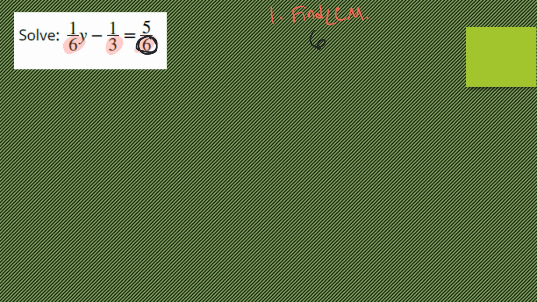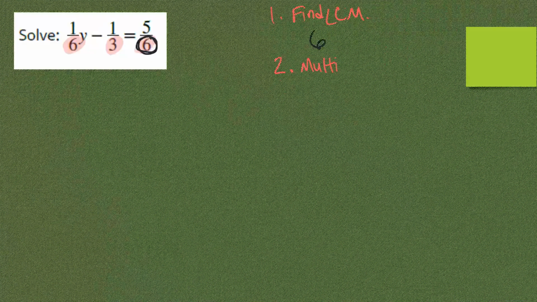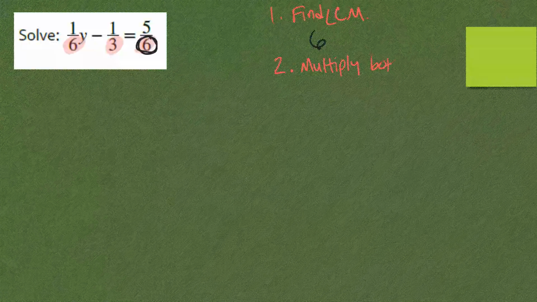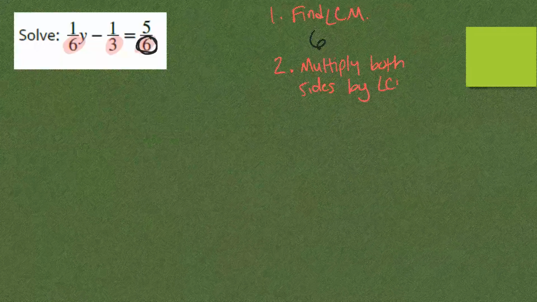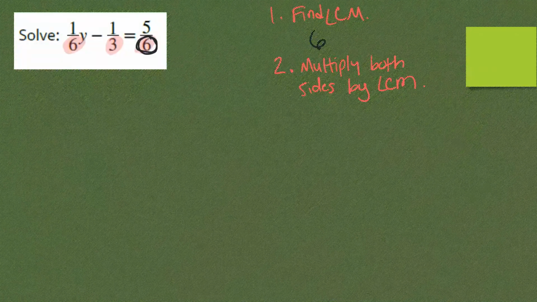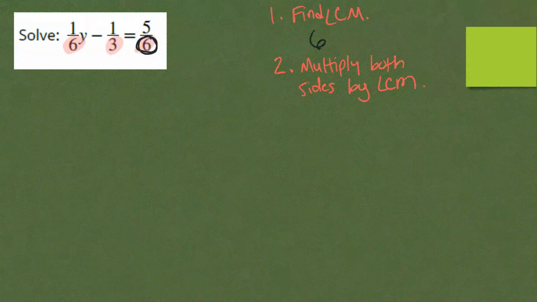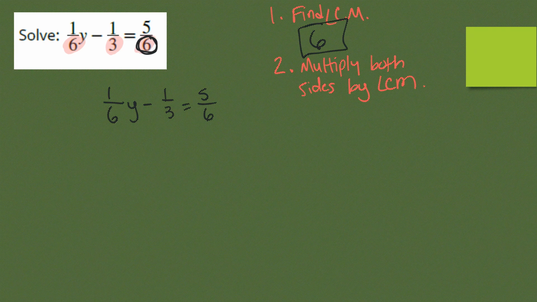And then step 2 is to multiply both sides by the LCM that you just found. So basically, and I'm just going to jot this problem down again just so I'll have some room to work with it. We want to multiply both sides of this equation by 6, the LCM that we found in step 1 up there.